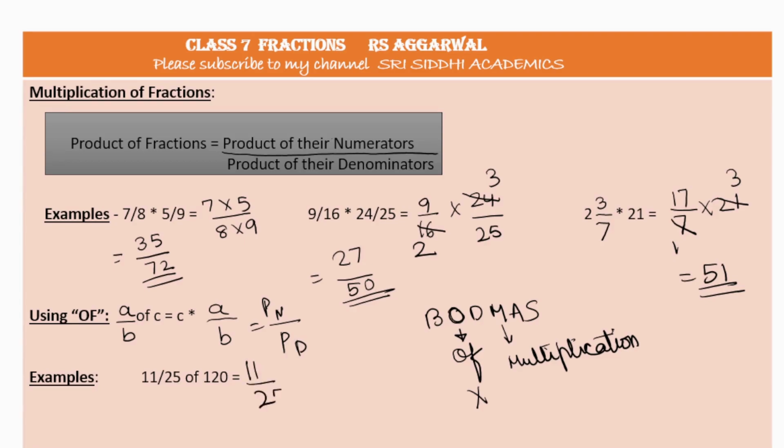Like I said, what we will do is write into in place of off, into 120. So 5 5s are 25, 5 2s are 10, 5 4s are 20. So it becomes, I'll write here, 11 into 24 by 5. Now 24 into 11 will be how much? 264.